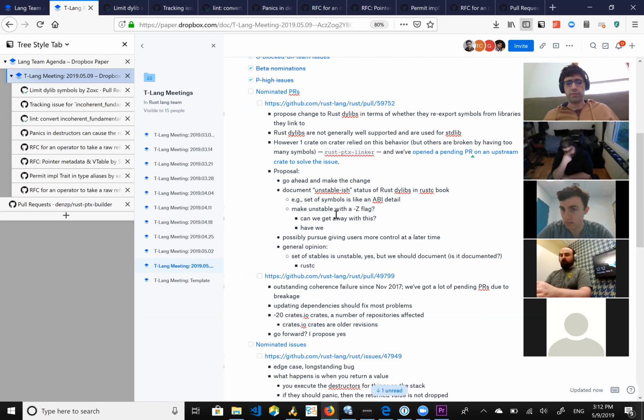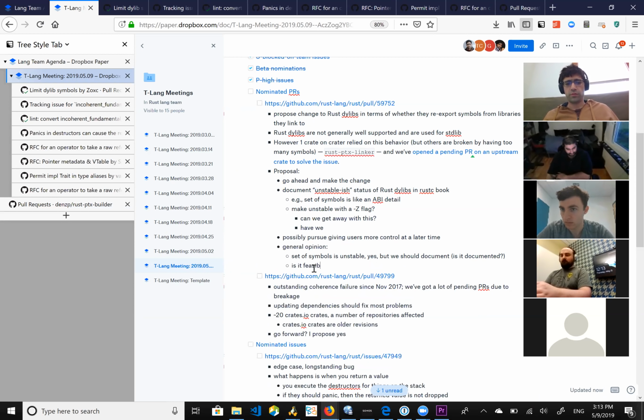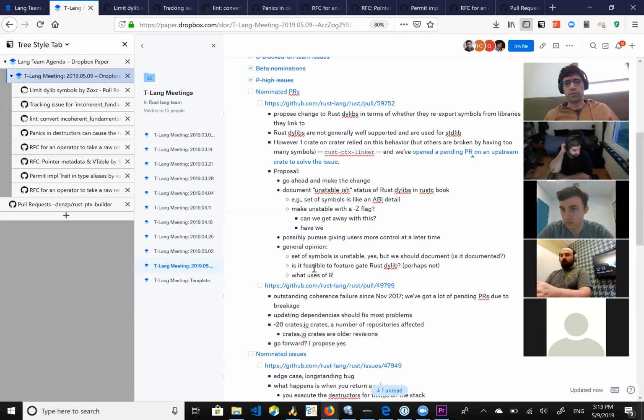I was going to say maybe the rustc book might be a place for that set of symbols. Is it feasible to feature gate Rust dylib? Perhaps not. What uses of Rust dylib are stable, if any? Okay.